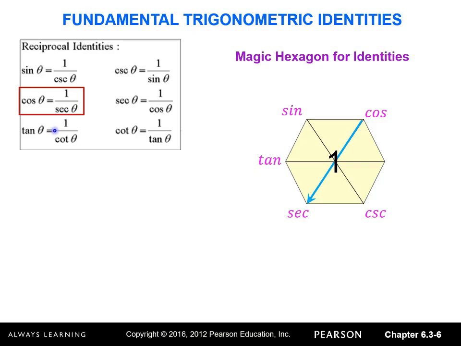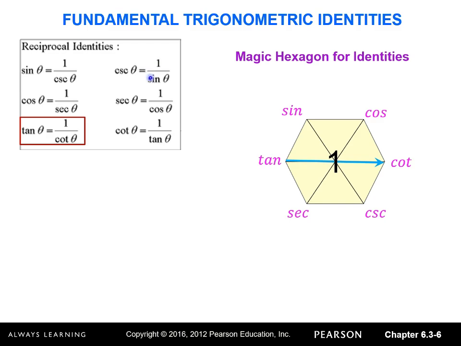And then for the third, we have tangent equal to 1 over cotangent. So tangent theta is equal to 1 over cotangent theta. So that is the third reciprocal identity. And the arrow is straight, so that's why 1 divided by cotangent is tangent theta.